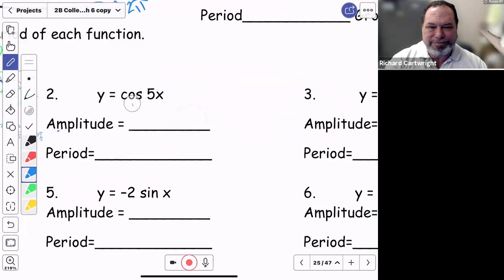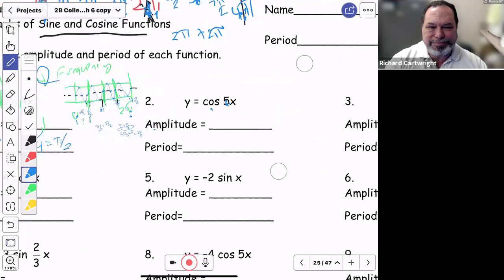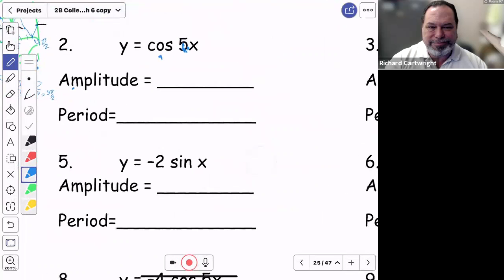What if it's a cosine graph? I want 5 pictures in the middle of 0 and 2 pi. I'm not going to graph it, guys, because right now I'd have to draw a nice grid, be very neat. I'm just going to answer these questions. My amplitude is the absolute value of 5, which is 5. Right or wrong?